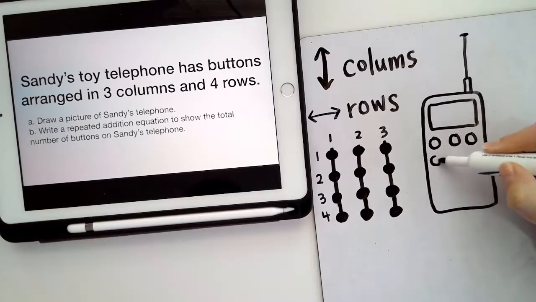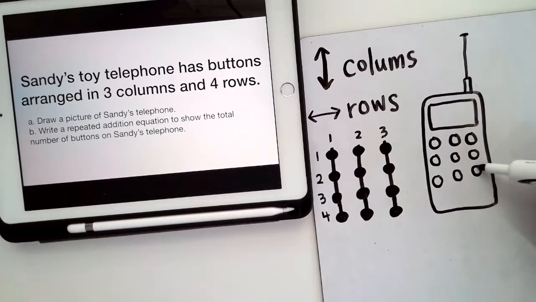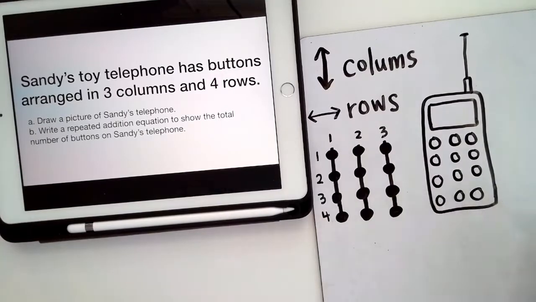1, 2, 3. That's row 2. I need 2 more rows. 1, 2, 3. And 1 last row, right? 1, 2, 3. So this is my answer to part A, when it says draw a picture of Sandy's telephone.